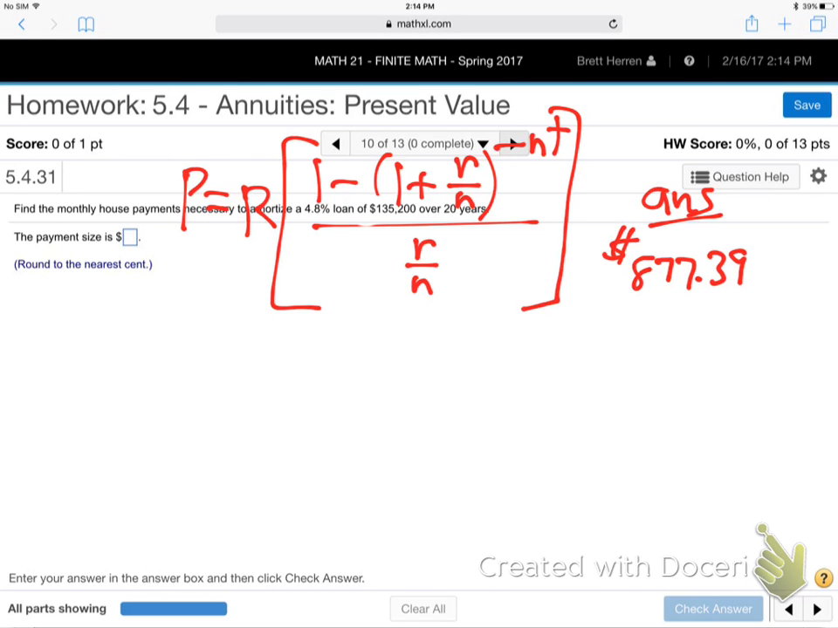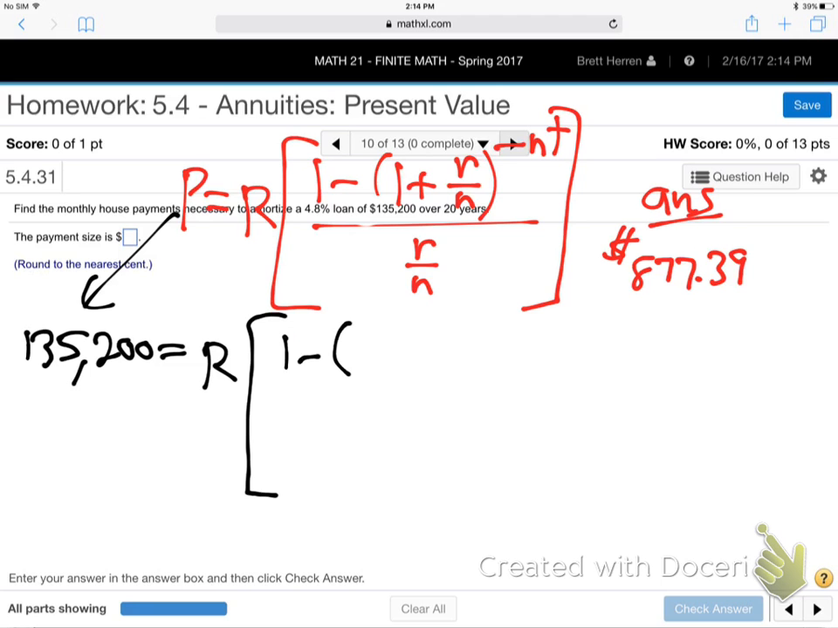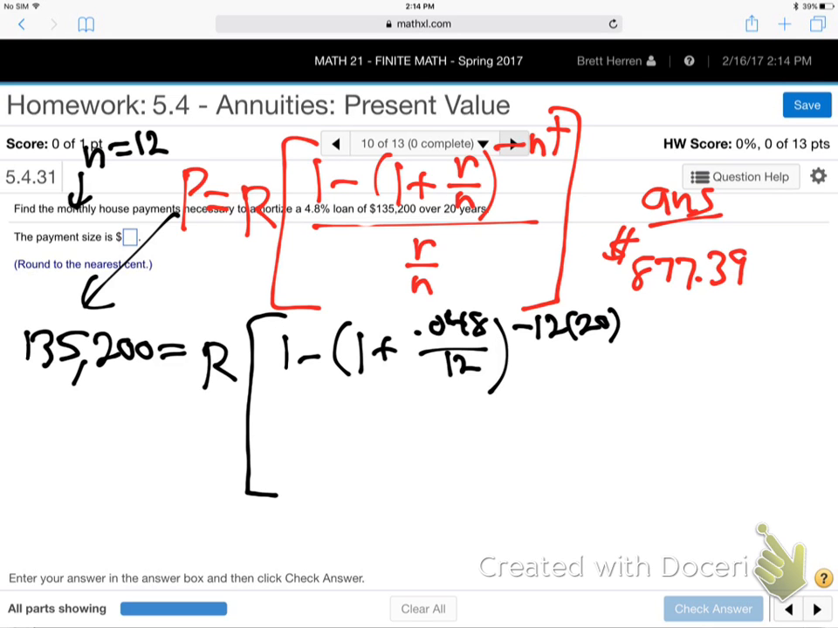Right, want me to plug in here? I'll show some of the details. You plug in the P, the present value, the pile now, the house value now, 135,200. Trying to find R, the payments. 1 minus 1 plus the little r is the interest rate, 0.048 over N. What is N? Monthly, right? N is 12. Minus 12 times T. T is 20 years over R, which is 0.048 over 12.